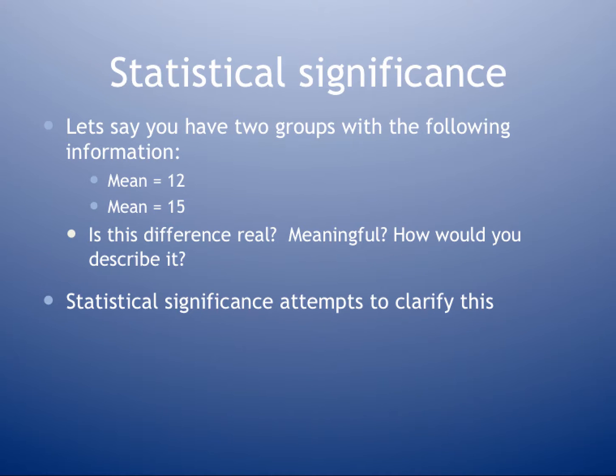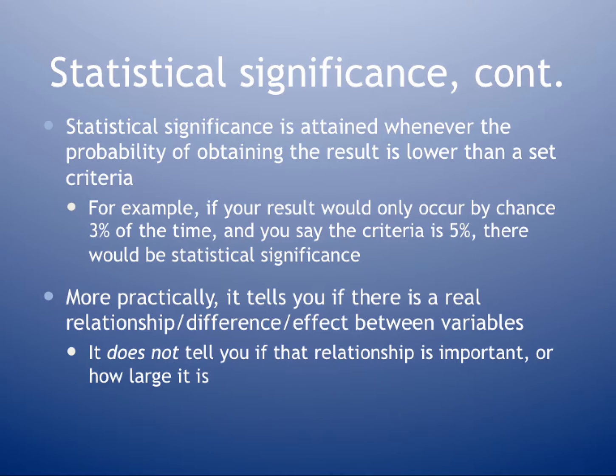And as I say here, it's an attempt to clarify what it means. So statistical significance is attained. We say that there is a statistically significant difference or relationship whenever the probability of what you have seen is lower than some criteria that we have set. For example, if we say that our result would only occur about 3% of the time by chance, and we say 5% is the critical amount that we would want, then there would be statistical significance.